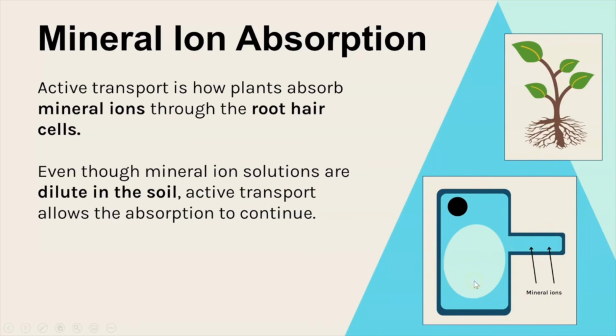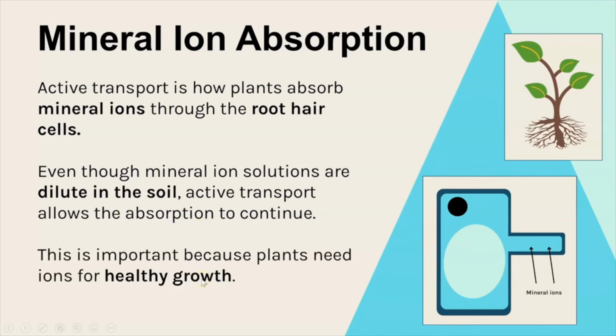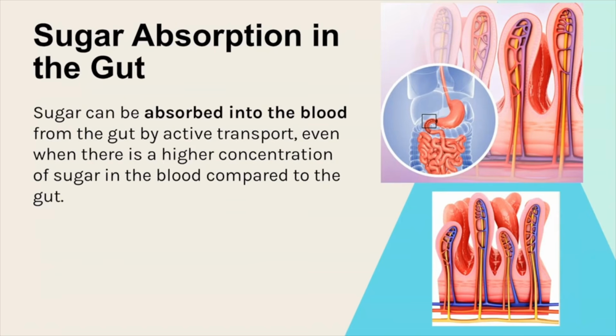But the plant still needs lots of mineral ions continuously. And that's because those mineral ions are really important for the plant to be able to grow healthily. And that is why active transport occurs, to make sure those mineral ions are moved against the concentration gradient into the plant. The second example is in animals, for example in humans in our guts.